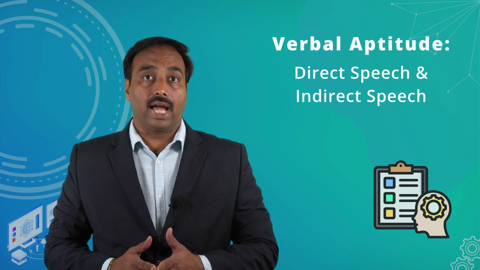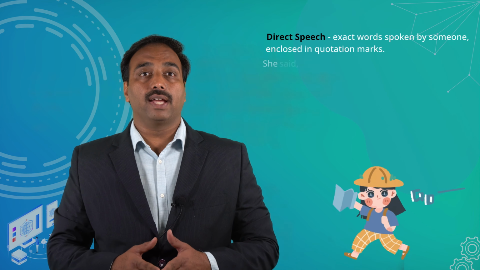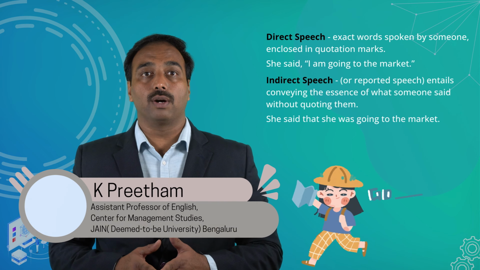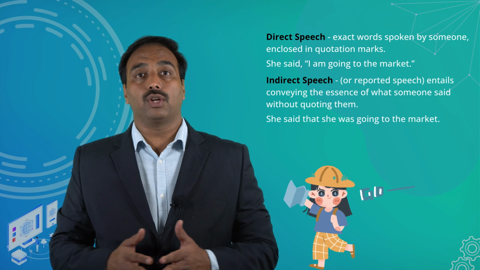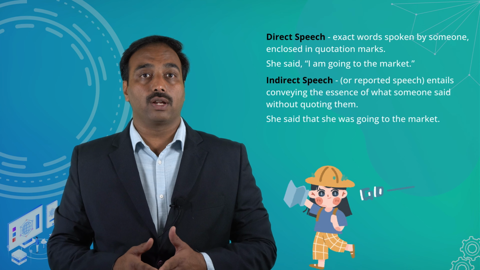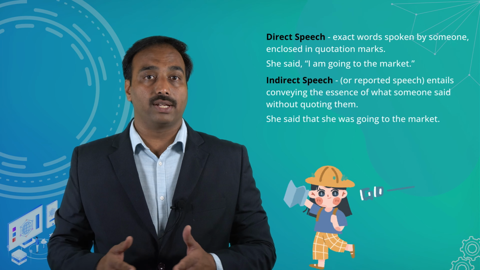Let's discuss direct and indirect speech. Understanding direct and indirect speech is essential for the verbal aptitude section of any competitive exam. This topic evaluates your grasp of English grammar, particularly in reporting statements, questions, and commands.